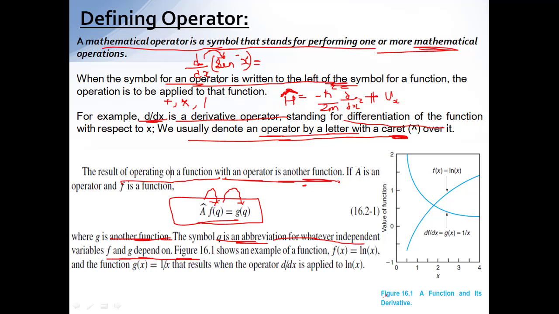This can be elaborated by figure 16.1, a function with its derivative. Let's say the function is ln of x, and if I operate on the function ln of x with the derivative, it will give 1 upon x. So 1 upon x is another function. Here there are two graphs: one is the graph of ln of x, and the second is of 1 by x. So when an operator is operated on a function, the result is another function.